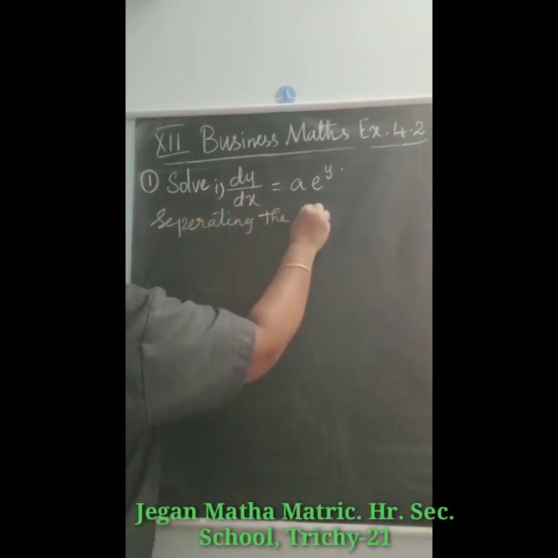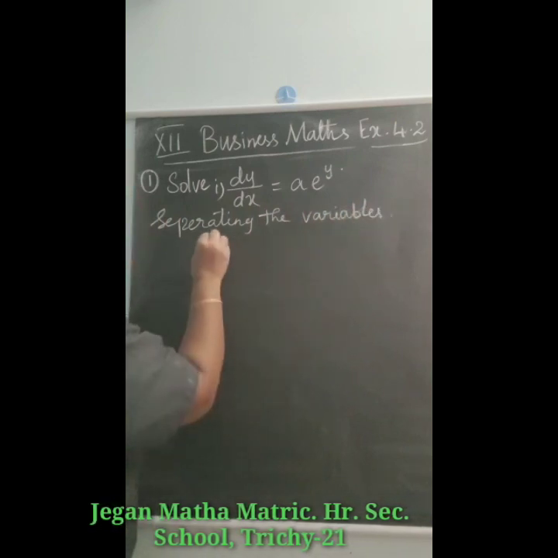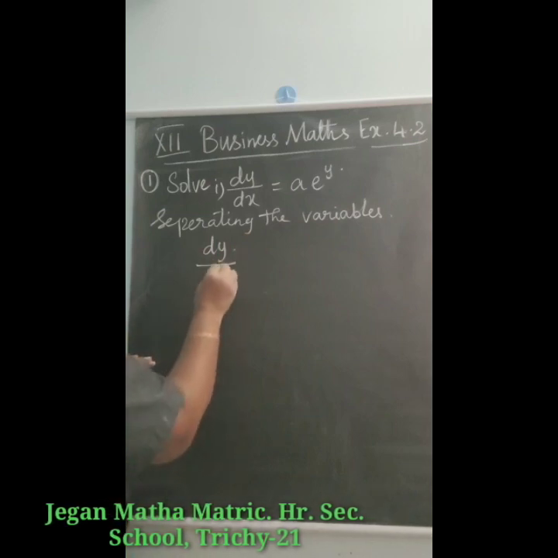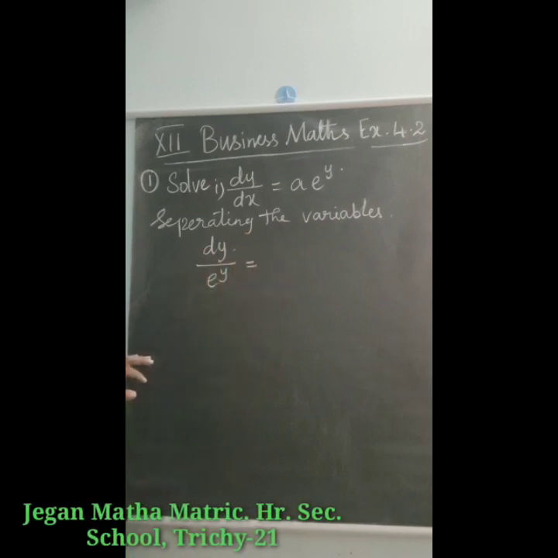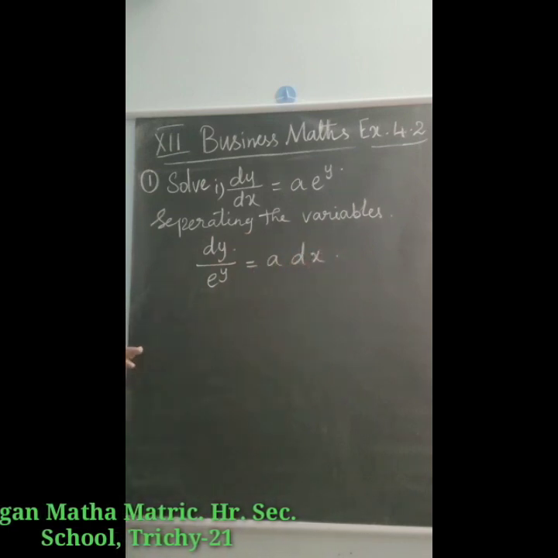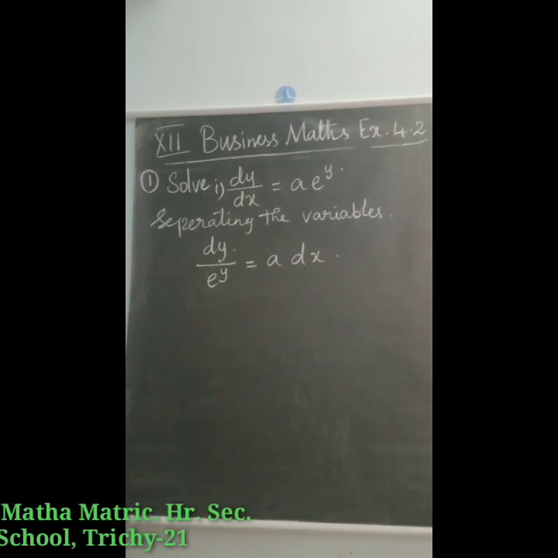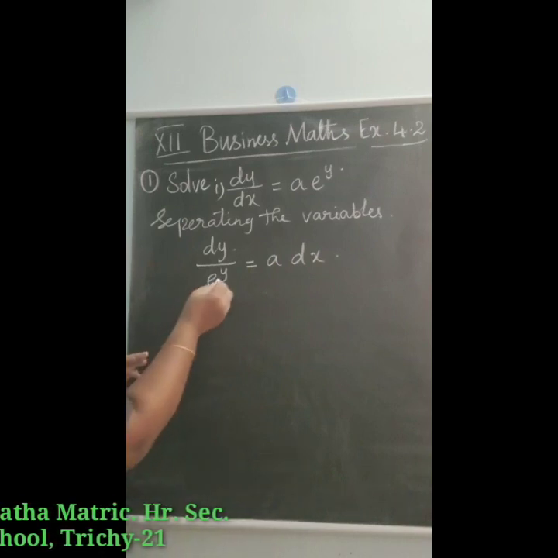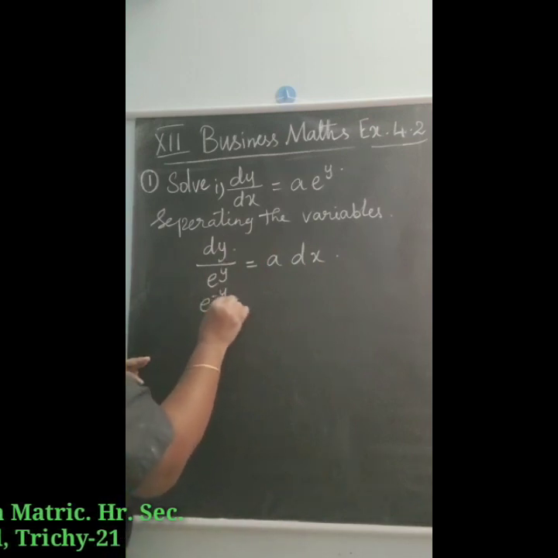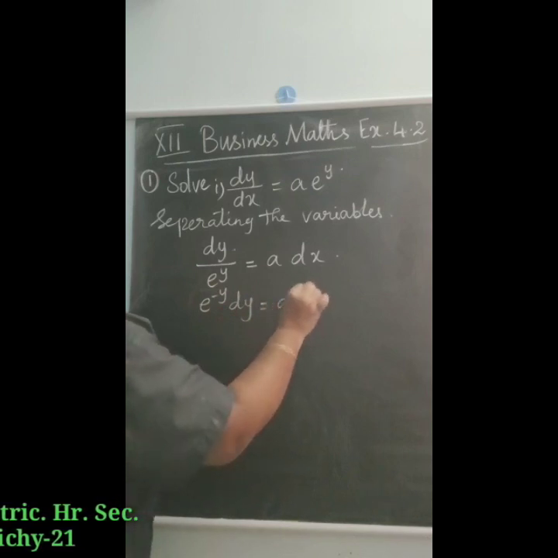we will get dy by e power y is equal to a into dx. Now we have to integrate this one. This e power y goes into the numerator. We will get e power minus y into dy is equal to a, which is the constant, and dx.